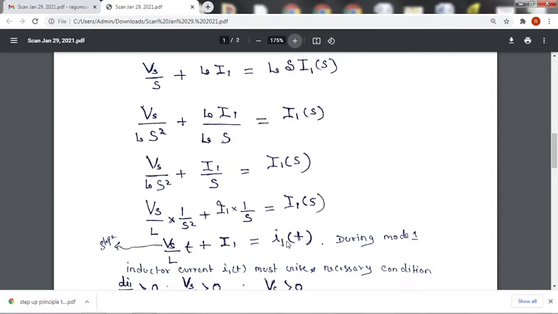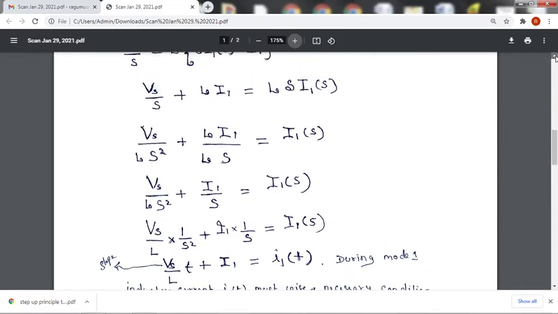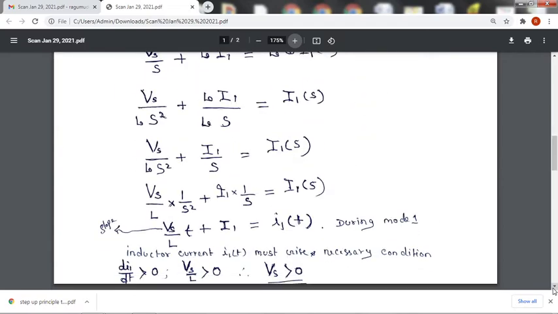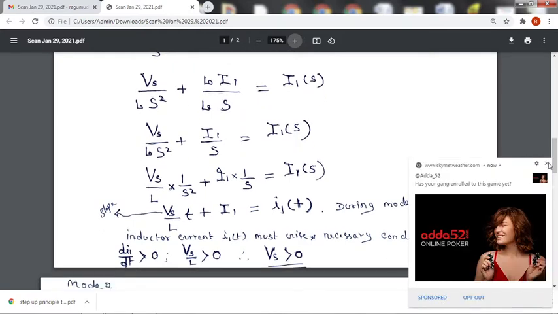This is an equation describing the current during mode 1. We can see here Vs by L into t plus I1. It is just like mx plus c, correct? Here c is a constant and m is the slope, and the slope is Vs by L. Initially we have seen what Vs by L is: it is dI1 of t by dt, the change in current with respect to time. It is nothing but the slope of the current waveform.